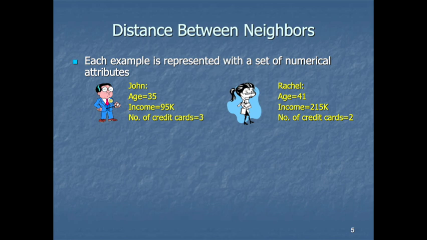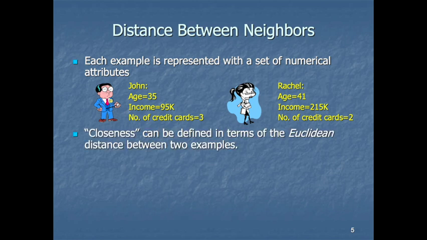Okay, so back to the example. We have John, with several features: age is 35, income is 95K, number of credit cards is 3. Rachel, again, we have the age, income, and number of credit cards. When we talk about closeness, it can be defined in terms of the Euclidean distance between 2 examples, but not necessarily the Euclidean distance. As I mentioned, it could be cosine similarity, Manhattan distance, or other distance measures.